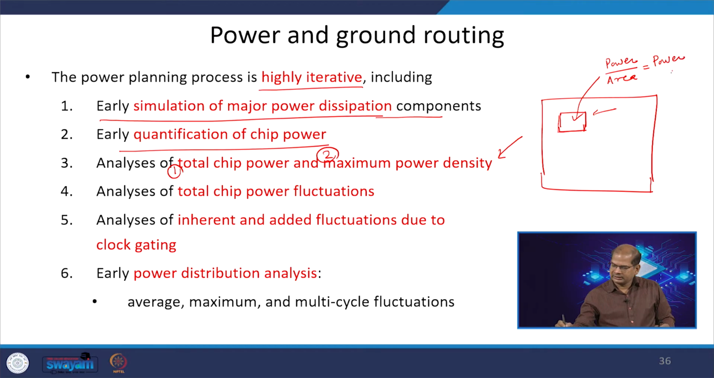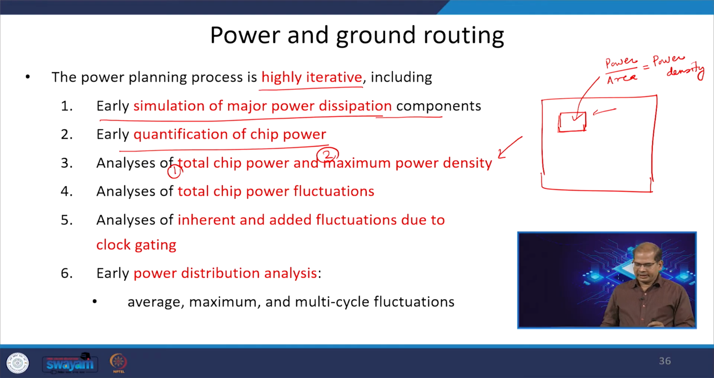The power density is important because if one part of the chip is consuming a high amount of power, then it leads to a hotspot. If your power dissipation at a particular region is higher, that leads to a hotspot. So, we need to spread out the power in such a way that there is no hotspot inside the chip.